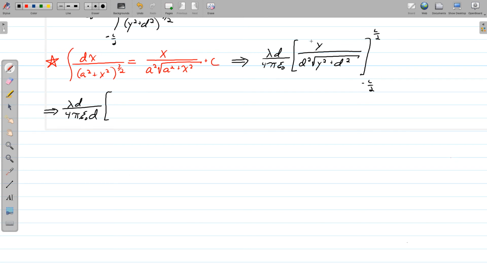So evaluated at the upper bound, I will have L over 2 over the quantity L over 2 squared plus d squared to the 1/2, minus this evaluated at the lower bound: negative L over 2 over the quantity negative L over 2 squared plus d squared to the 1/2.